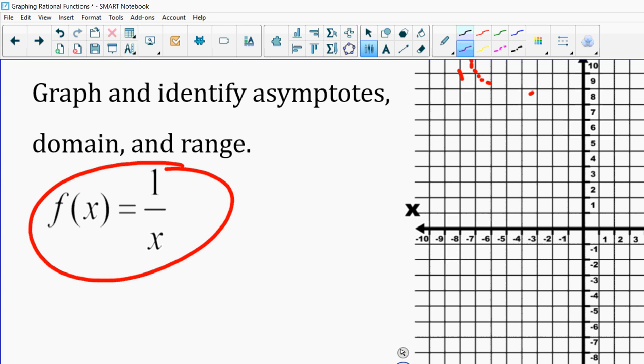How low is very low? What do we call it? Negative infinity. That's what we call it. We call it negative infinity. So here's what we know from looking at that picture.